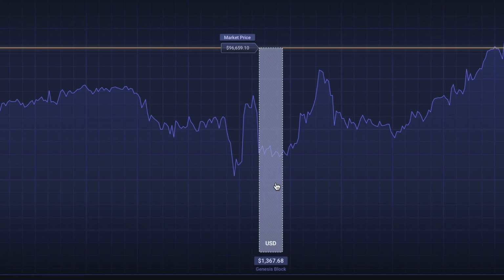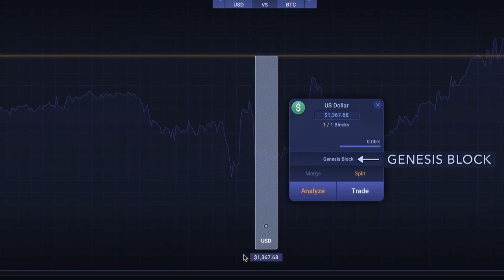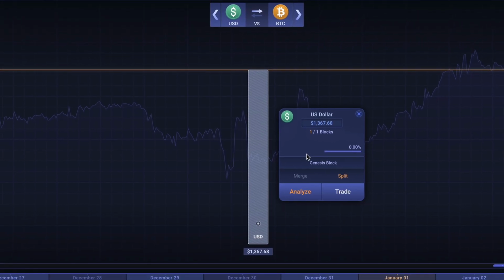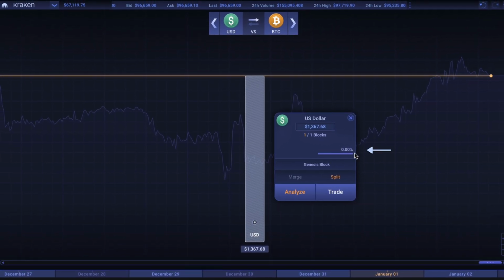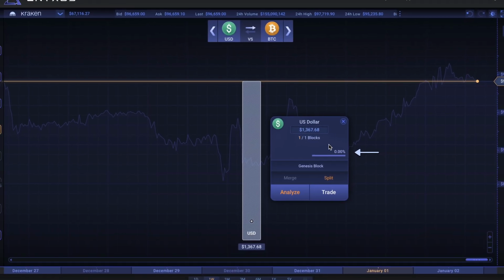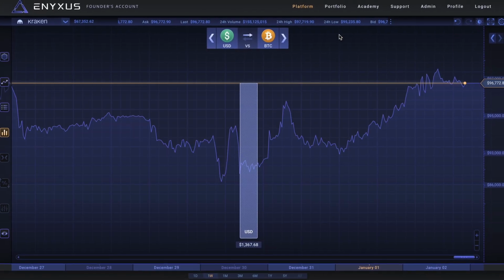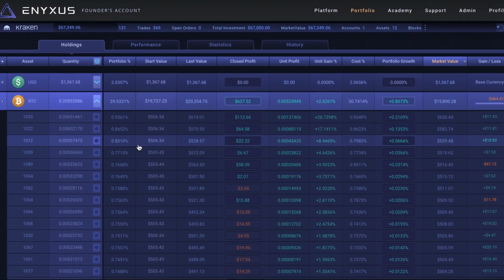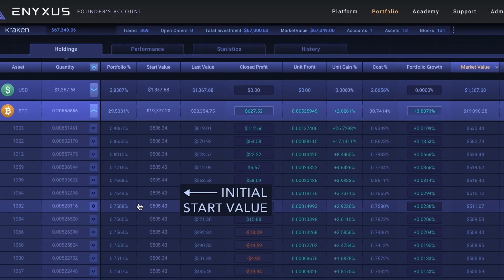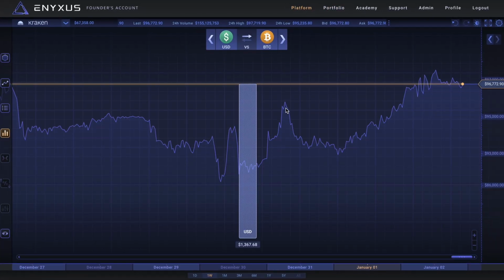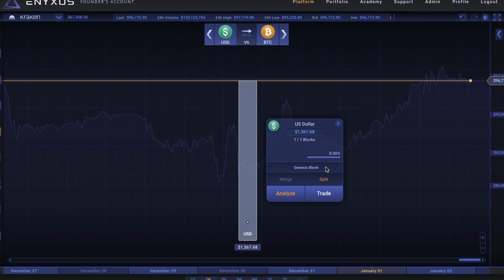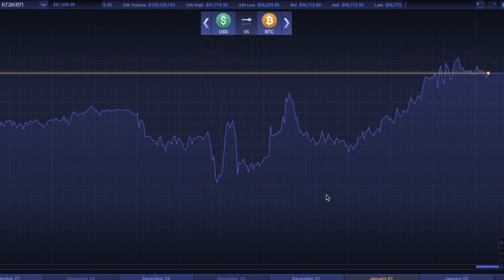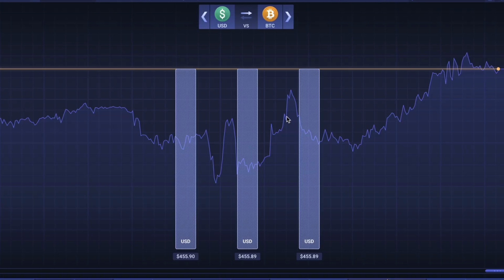This current block of USD is what we call a Genesis block, which means that it has yet to be deployed into the market, and therefore will not start recording gains or losses against any other asset until it is first traded into a risk asset. All of our starting assets in this account were divided into smaller blocks, each with an initial value of around $500. And since this block is approximately $1,300, we will use the split tool to divide it into 3 smaller blocks to align it more closely with the start value of the others.